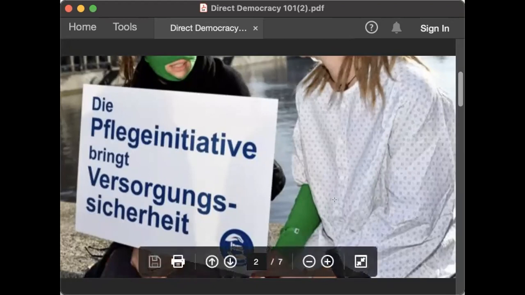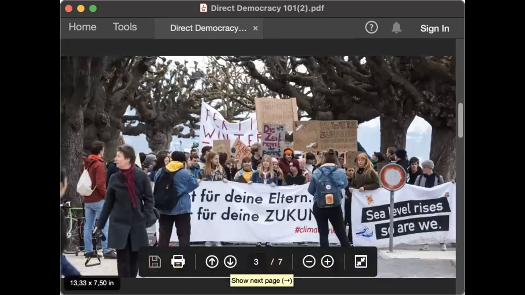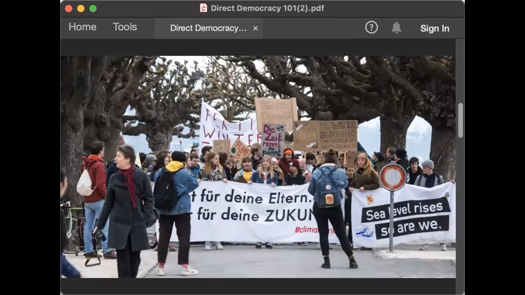It is also possible, and that's my next example, that after you have collected signatures in Switzerland, the government says we like this initiative, but we actually have a counterproposal. We have a better idea. And so in that case, I will show you now.